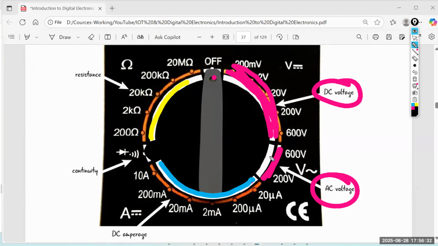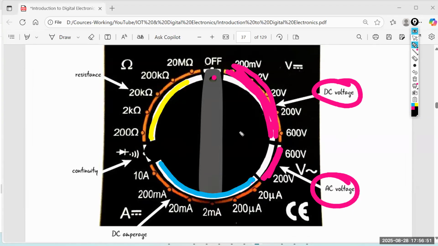So don't use this, because this is for AC voltage measurements. This is when you measure voltage. This is when you measure current. This is when you measure resistance. And this knob must be rotated to this point when you are doing the continuity test. I will explain what the continuity test is.